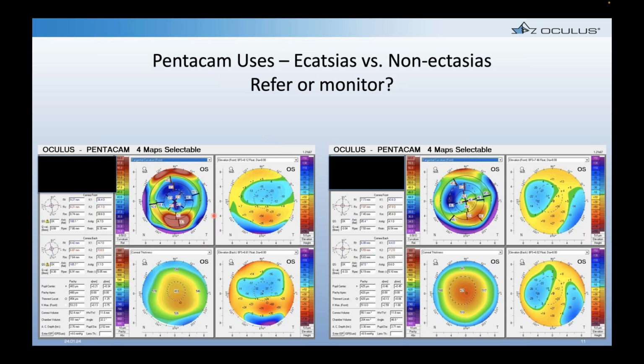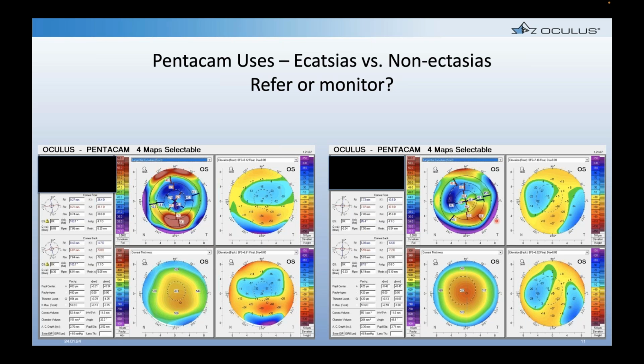The patient on the left, clearly if we look at their anterior curvature map, has a very hot spot inferiorly. And again, we look at the front elevation map, if you see where my little highlighter is, and we look at the back elevation, the back elevation is absolutely protruding. The corneal thickness is not only thin, which we'd expect from someone who's had refractive surgery, but the apex is pretty well decentered outside that 3mm ring. So this patient clearly does have a corneal ectasia in the wake of having had LASIK.